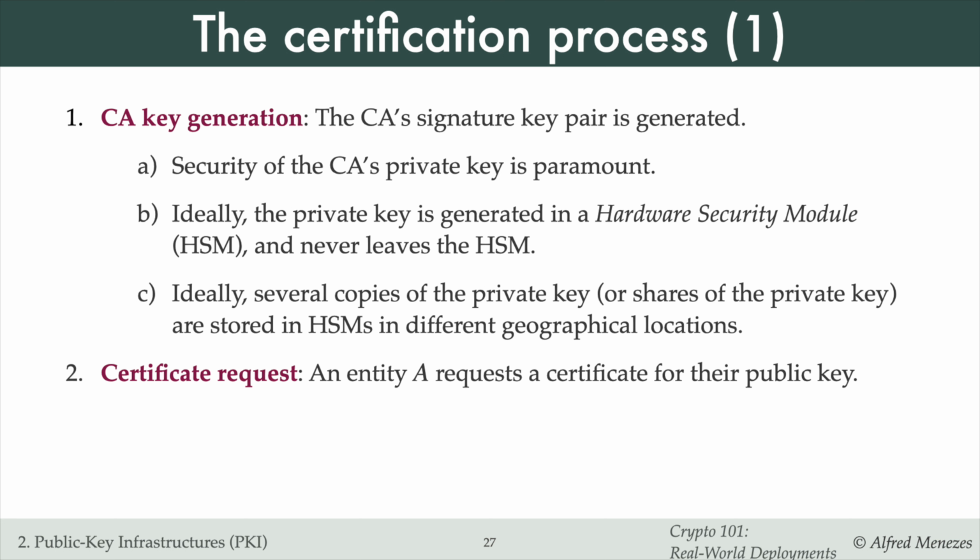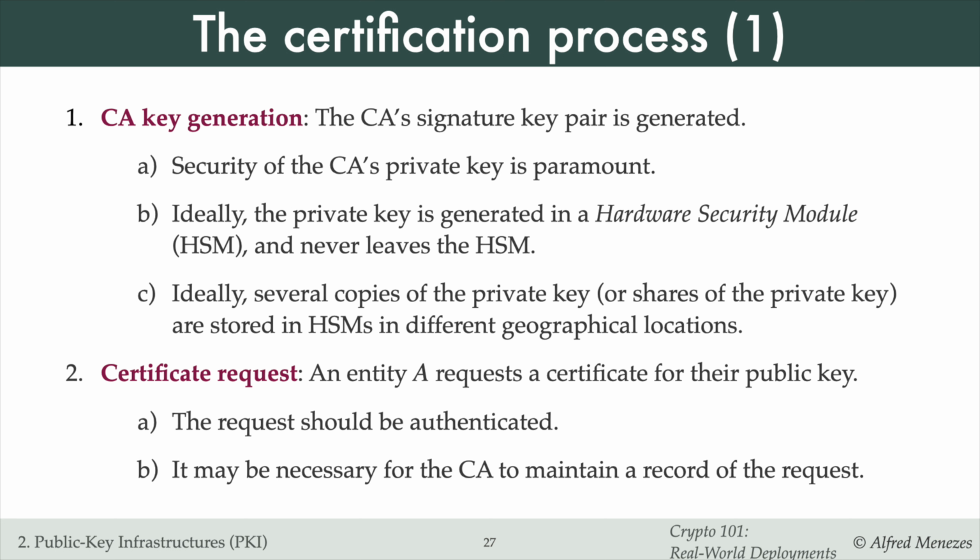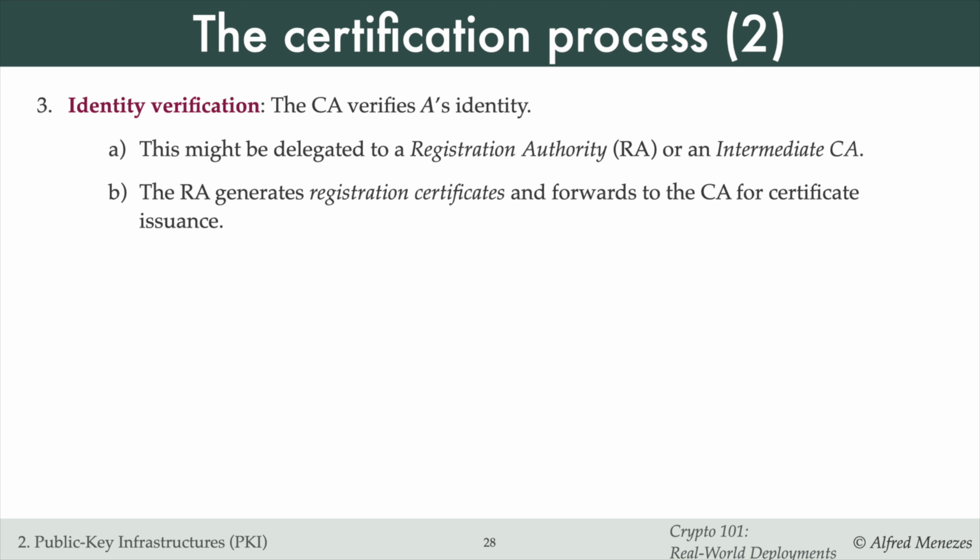An entity Alice requests a certificate for her public key. This request should be authenticated. Ideally, the CA should also maintain a record of the request, which can be used to resolve disputes, such as when a user denies having requested a certificate. Next, the CA carefully verifies Alice's identity, which may involve examining paper documents such as her driver's license or passport, or other digital credentials. In large-scale applications, the identity verification process might be delegated to a registration authority or an intermediate CA.